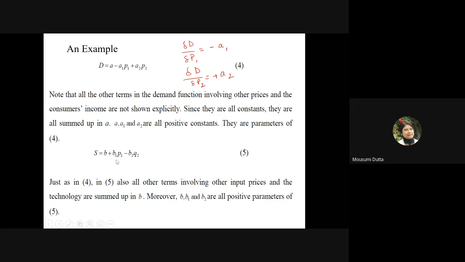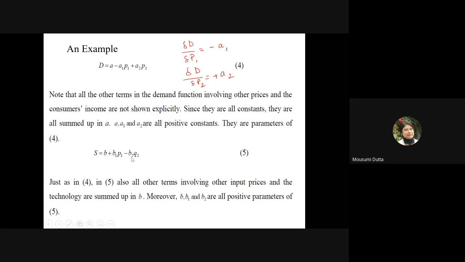Next, we are considering the supply equation. S is equal to B plus B1 P1 minus B2 Q2. Just like equation 4, B, B1 and B2 are the parameters of the model and they are considered to be constants. P1 is the price of the concerned commodity, whereas Q2 is the price of the input. Here, explicitly, I have considered one input. The impact of the rest of the inputs and technology has been captured by the parameter B.